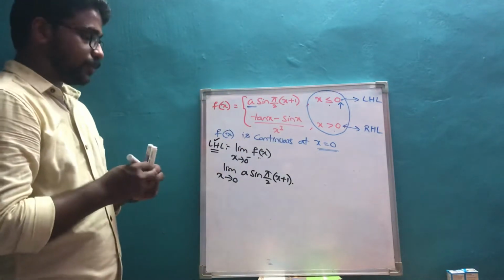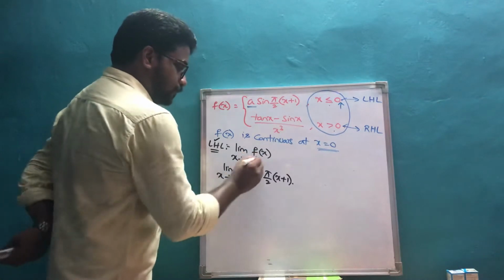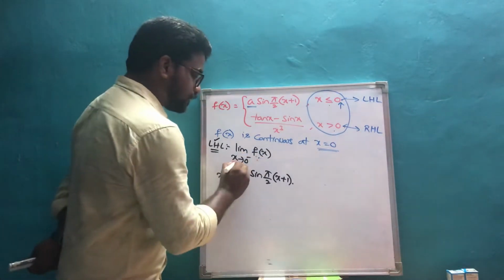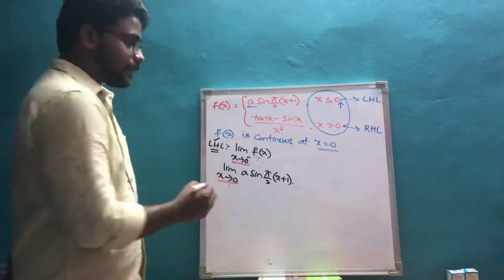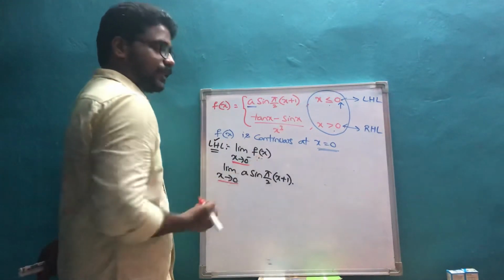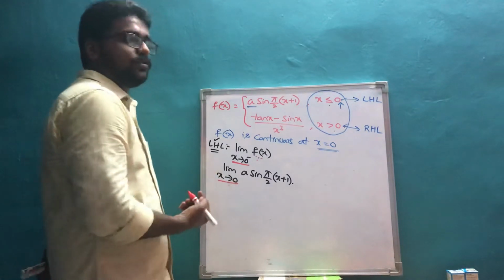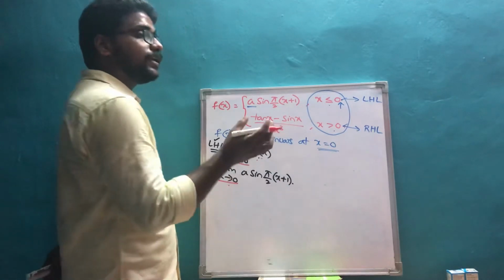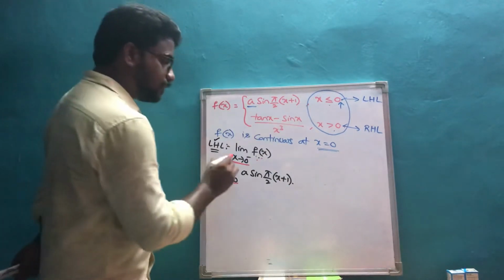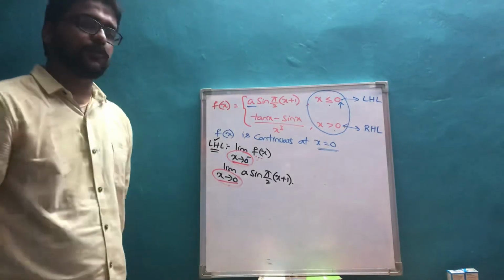So you can just observe here, the difference between these two steps is, this is x tends to 0 minus, this is x tends to 0. So x tends to 0 minus f of x I am writing, and in the next step if you observe, I change it to x tends to 0 because I substituted the corresponding function for LHL. That is the reason x tends to 0 minus changed to x tends to 0.